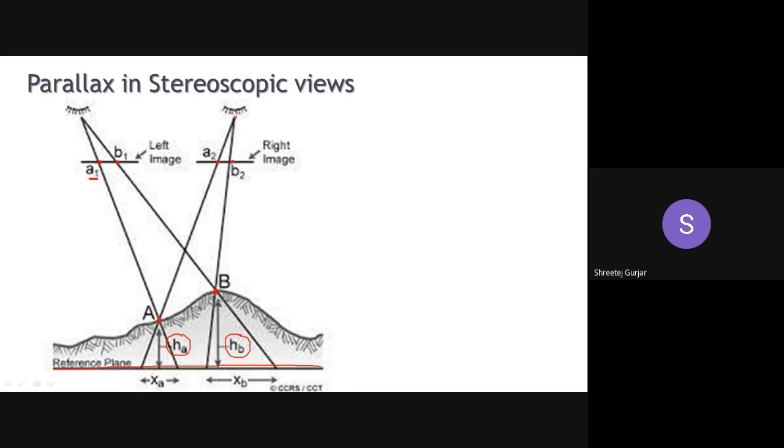These are called stereo pairs. These two photographs are stereo pairs, and there will be a certain difference in the location of A and B on the image. That difference in location is nothing but parallax. We shall get into the details. This is just a general image showing how parallax occurs. This is one exposure station, your flight continues like this, and it takes the second photo. So these are stereo pairs.